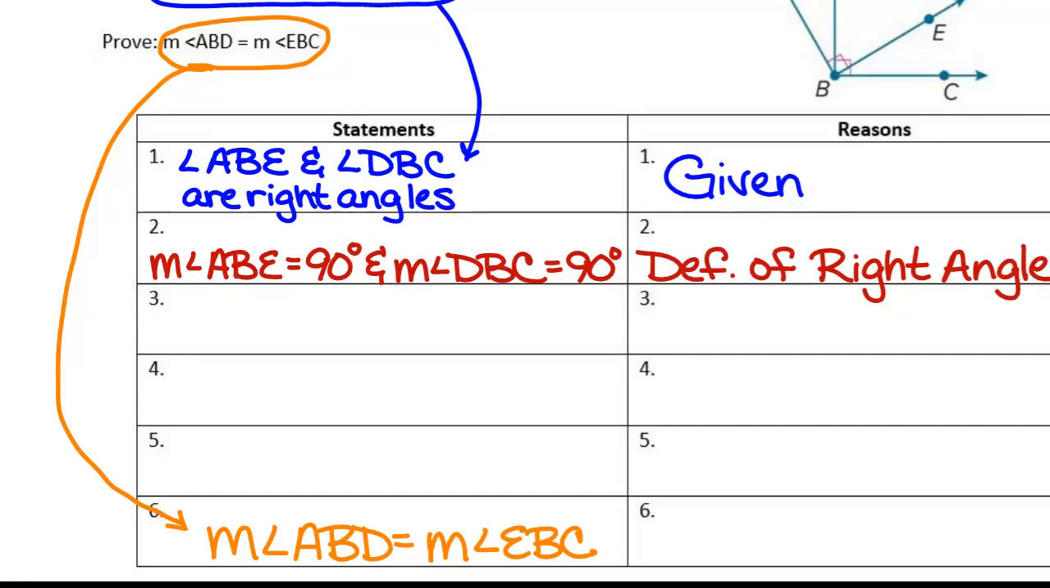Let's see, where to go from here. Looking at where I want to be at the end, I want ABD is equal to EBC. Right now I have two separate equations, right? I have an equal sign over here, ABE is equal to 90. And I have an equal sign over here, DBC is also equal to 90. Well, if ABE is a 90-degree angle, and the measurement of angle DBC is also 90 degrees, then what else do I know about ABE and DBC? They're equal to each other.